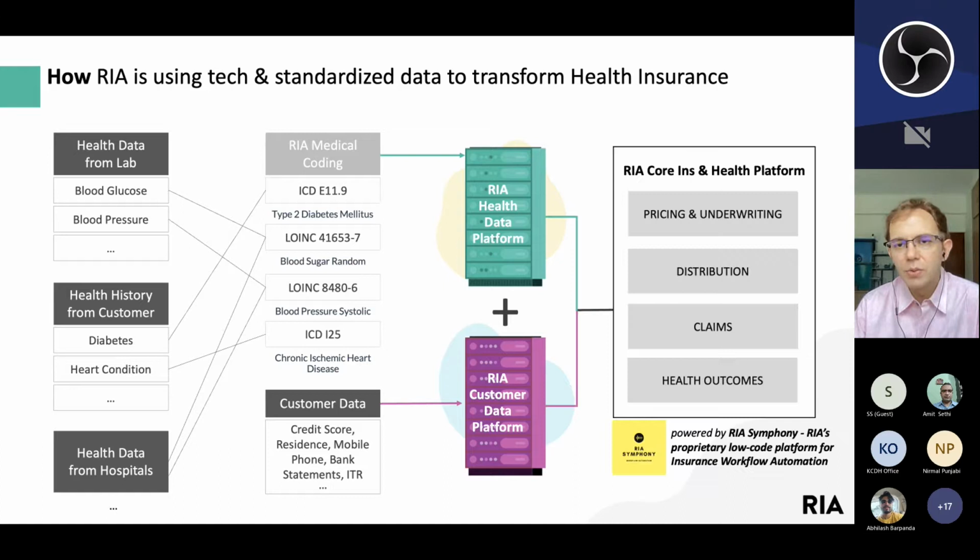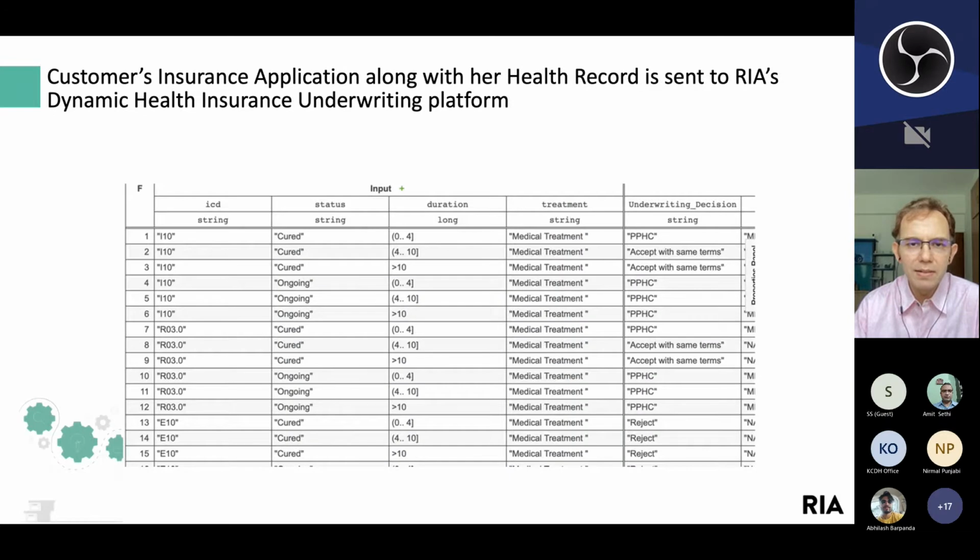And then, using that standard health record, we pass it into a core insurance and health underwriting platform, which we use for various use cases, like underwriting, distribution, claims, and improving health. So let me take one use case and tell you a little more about what health insurance underwriting is and how we use that standard health record there.